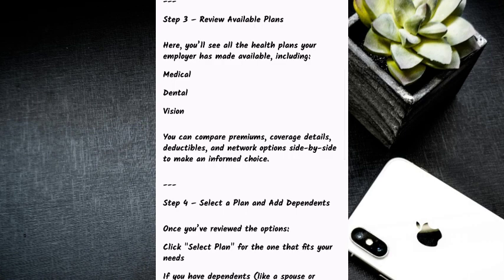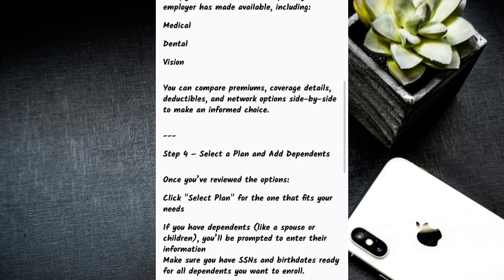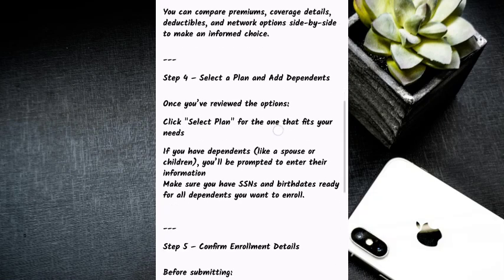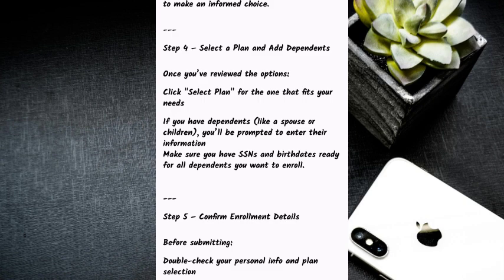Step 4. Select a plan and add dependents. Now once you've reviewed the options, all you got to do is click select plan for the one that fits your need. And if you have dependents like a spouse or a child or something, you'll be prompted to enter their information. Now make sure that you have SSNs and birth dates ready for all dependents that you want to enroll.